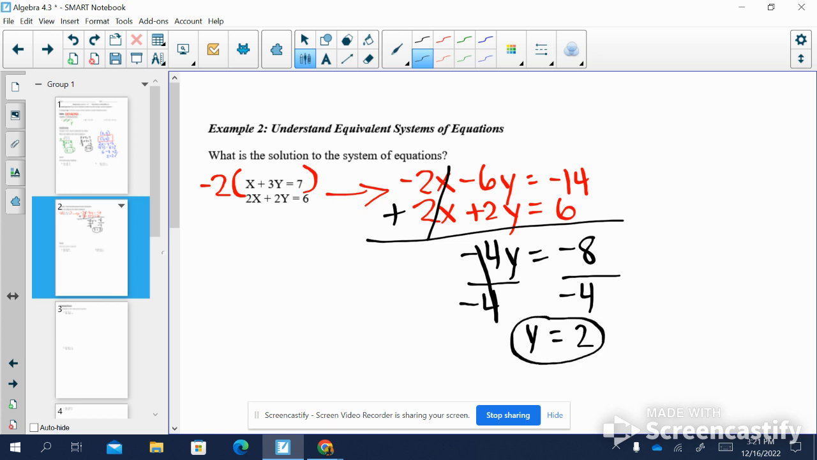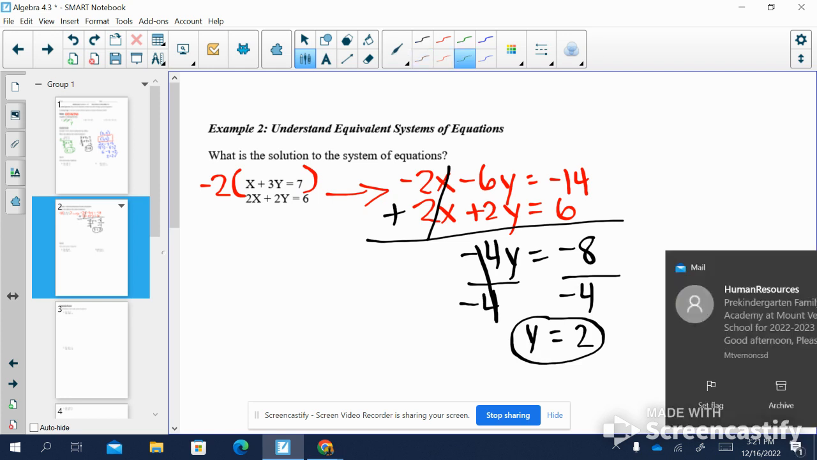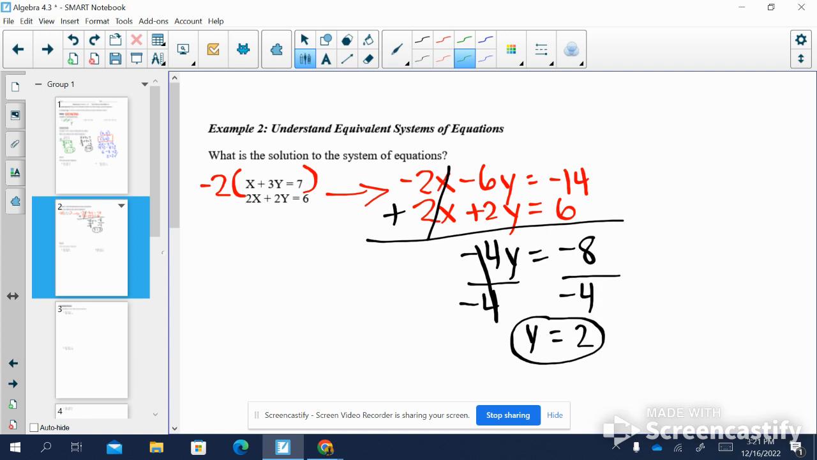But we're not done. That's not the answer to the entire system. It's just part of the answer. Now I'm going to use one of the equations to help get the x. So x plus 3y is equivalent to 7. I don't know what x is, so I'm going to replace it with itself, an x.